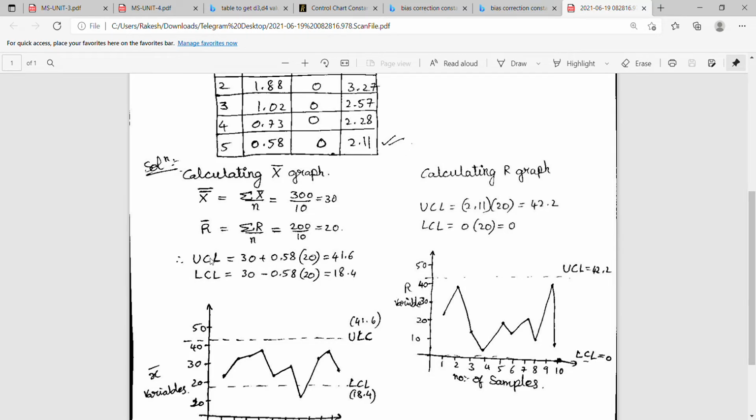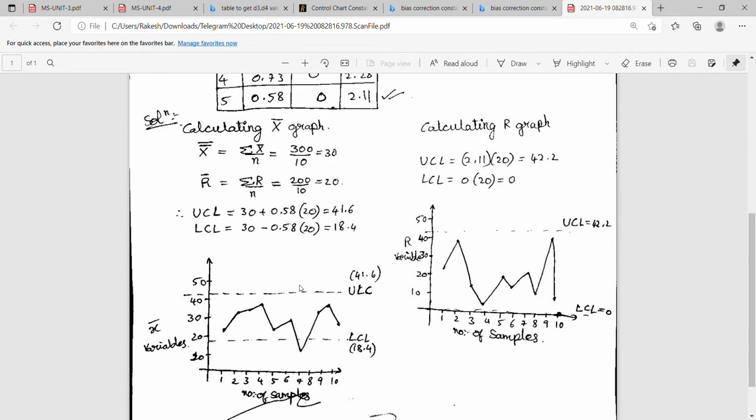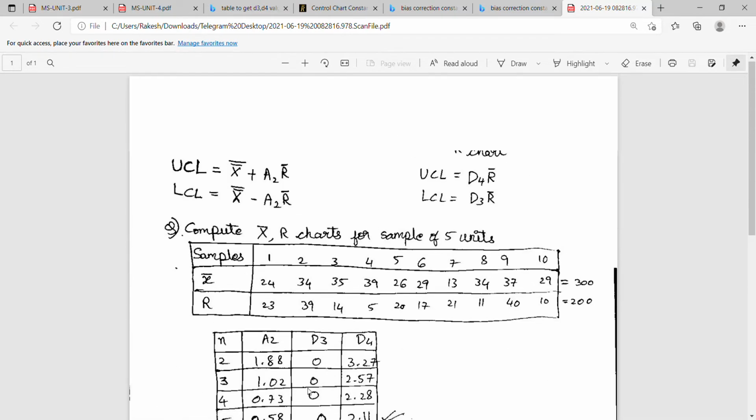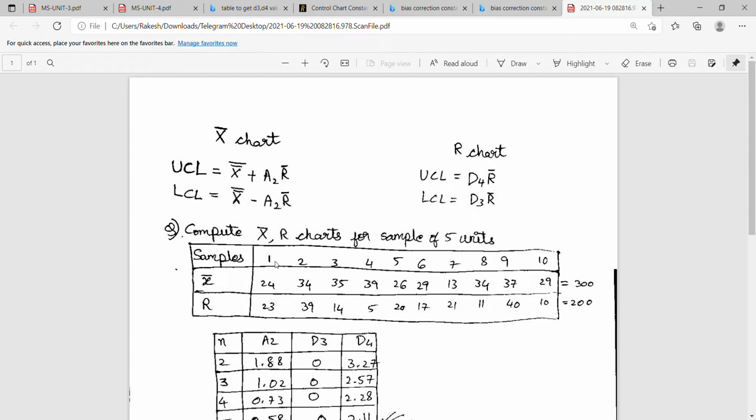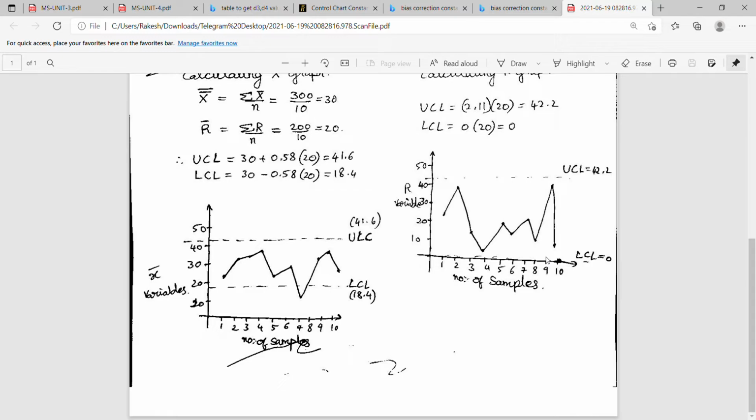Now you have the upper control limit and lower control limit. Coming to the construction of the graph, on the x-axis you take the number of samples. The total number of samples given in the question is 10, so the points are 1 2 3 4 5 6 7 8 9 10 on the x-axis. As we are calculating the X bar graph, on the y-axis take the X bar variables.